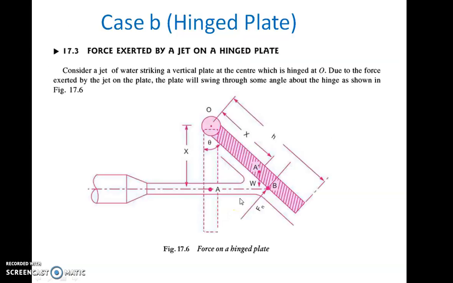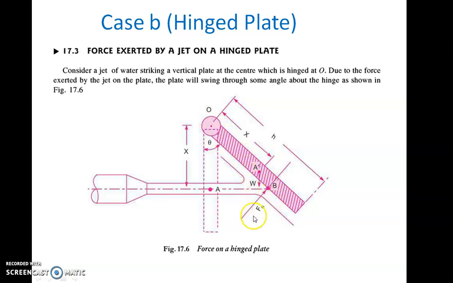So if you see in this diagram, the component Fx is rho a v square into cos theta, into x upon cos theta. That was the distance for this OB.